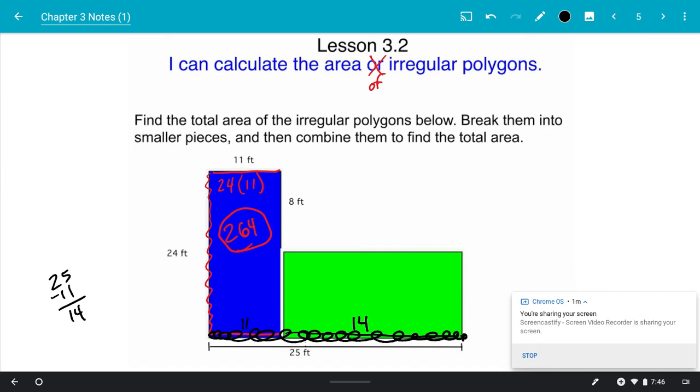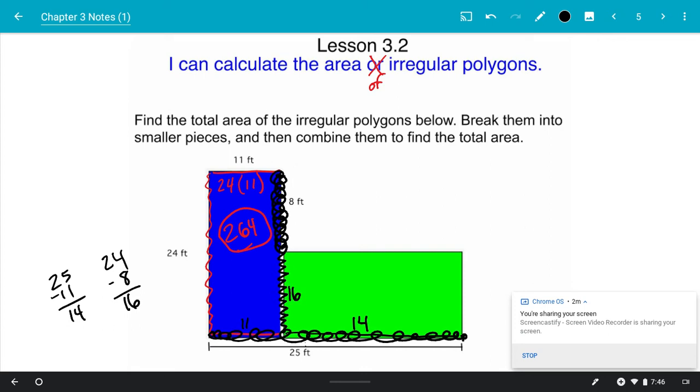Then we're going to do the same thing to find the height. So we want the height of the green, but we don't have it. So what we'll do is say that whole height is 24 because it matches this guy. And we're going to take away 8 because of this section right here in blue. That leaves us with 16. So the height of this is 16.